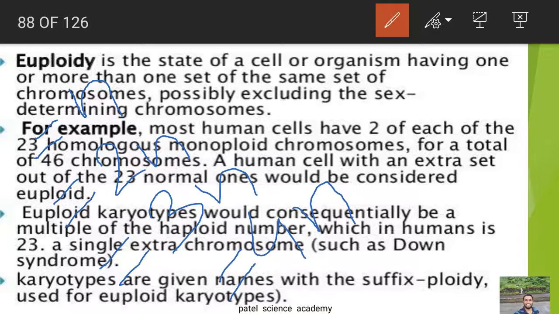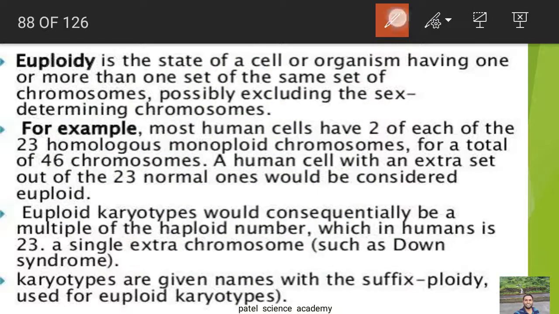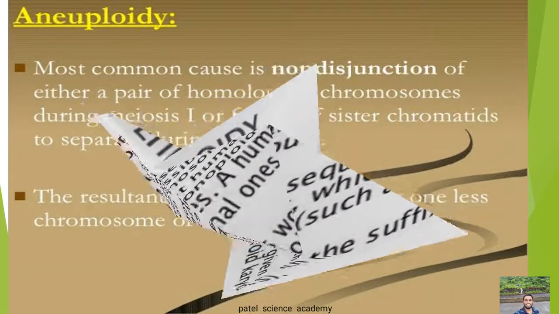If one set is there, it is indicated by small n and it is called haploid. If two sets are there, it is indicated by 2n and called diploid. If three sets are there, it is called triploid indicated by 3n, and if four sets are there, it is indicated by 4n and it is called tetraploid. So this is about euploidy and its types.